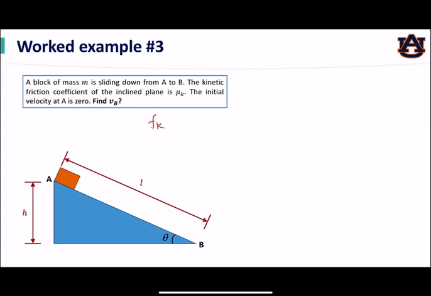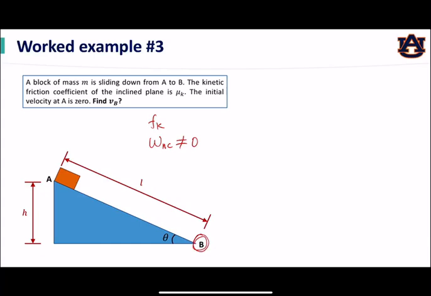Because friction is a non-conservative force, the term W_NC, which is the work done by the non-conservative force, is no longer zero. So let's see, in this scenario, how do we find the final velocity at point B?